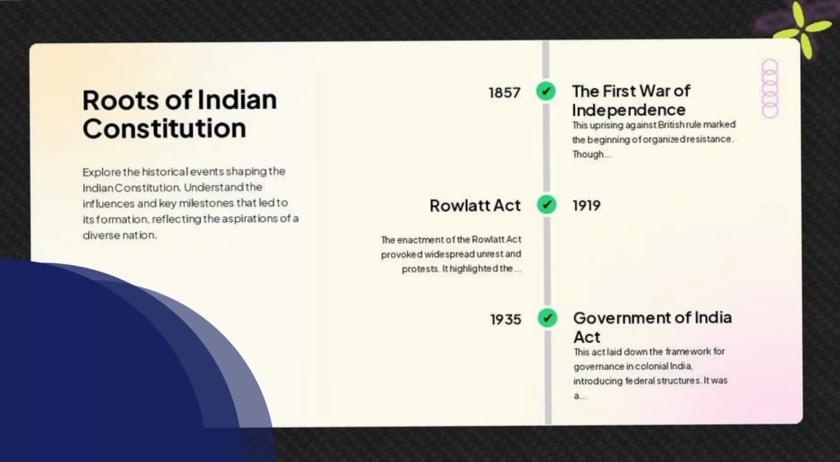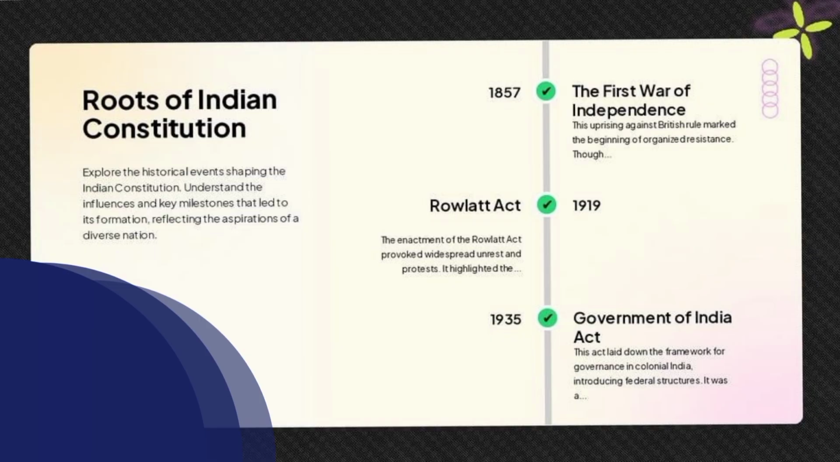The Indian Constitution was born out of the struggle for independence. After centuries of British rule, our nation finally achieved freedom on August 15, 1947. The Constitution drafting process began in 1947 and took nearly 3 years to complete. So next, we come to our first point, roots of the Indian Constitution.